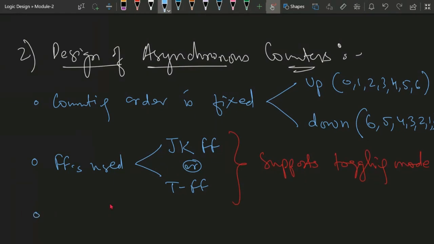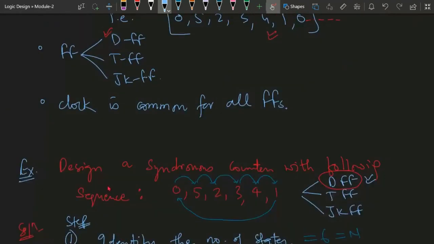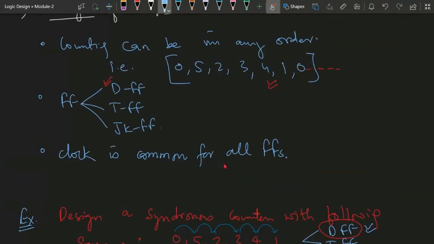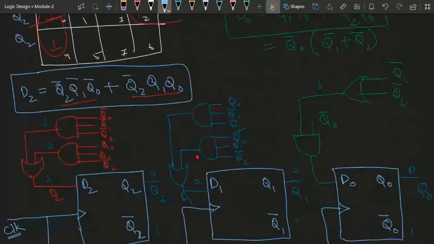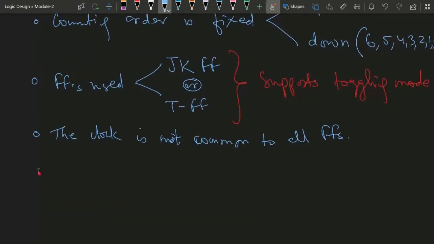The third one is the clock. In the synchronous case, the clock is common. But in case of the third point, in asynchronous counters, the clock is not common to all flip-flops.